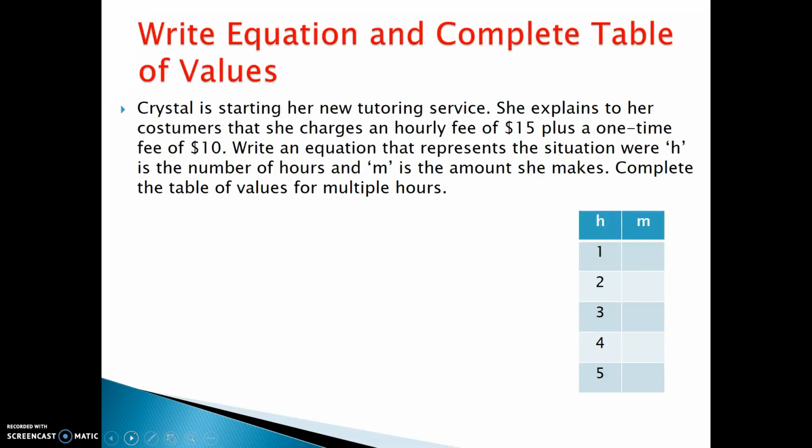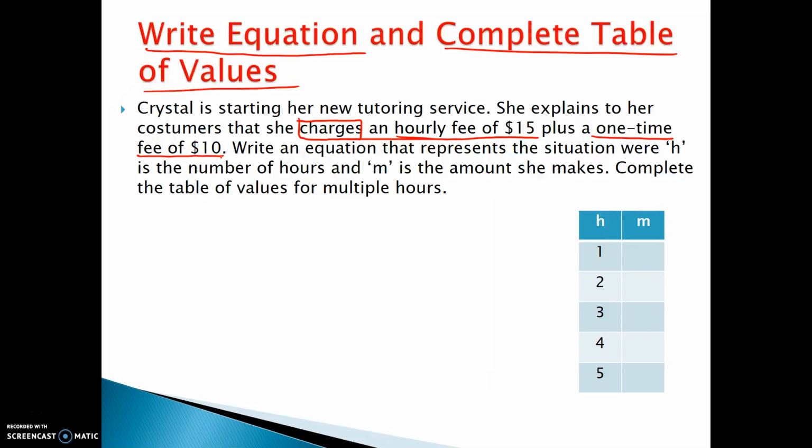Okay, now completing a table of values. You don't have to do this one. I'll give you guys one in a second to try, but I want you to write the equation, and I also need to complete the table of values. So it says Crystal is starting her new tutoring service. She explains to her customers that she charges an hourly fee. That's going to be important. So again, I'm talking about charge here. And it's an hourly fee of $15 plus a one-time fee of $10.